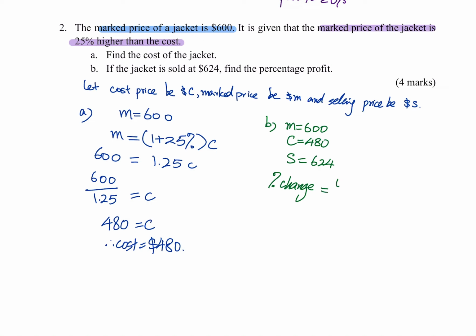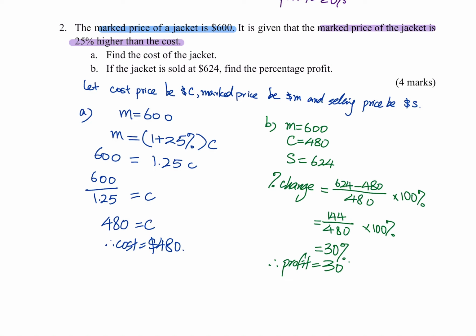So it will be newest minus the oldest over the oldest. So 624 minus 480, click calculator or anything, you can get that as 144 over 480. Oops, did I miss something? Yes, times 100%, because I have to find the percentage change. And so you will have that, and click the whole thing in calculator. You should be able to get 30%. So that's why our profit is 30%. So that's for the percentages.